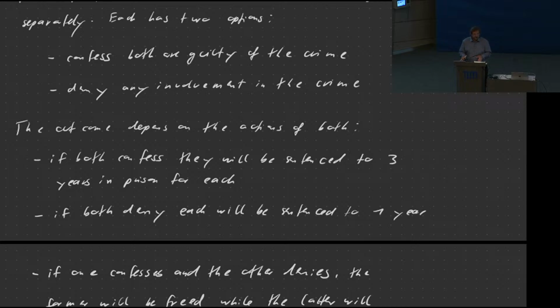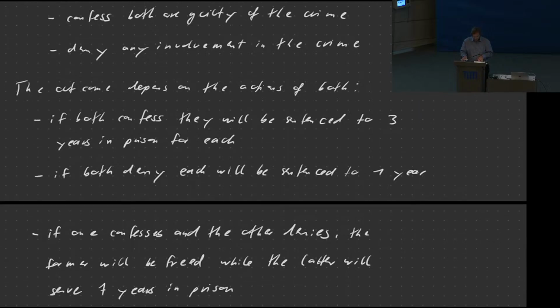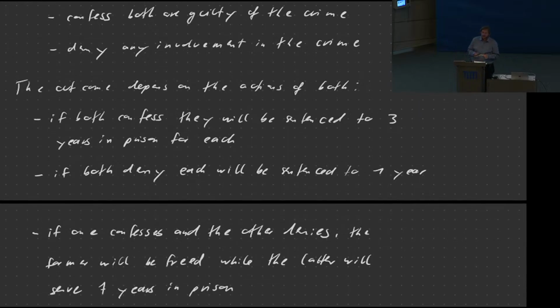Both could also choose to deny any involvement in the crime. In that case, the police doesn't have quite enough proof to warrant a sentence for 3 years, but there is some amount of proof for some aspects of that crime, so they will still be sentenced, but they will only get 1 year each. And then there's a third option, and that is one could confess and the other one could deny. And in that case, the one that confesses will walk free, and the one that denies any involvement for his stubbornness will get a severe sentence of, let's just say, 7 years.